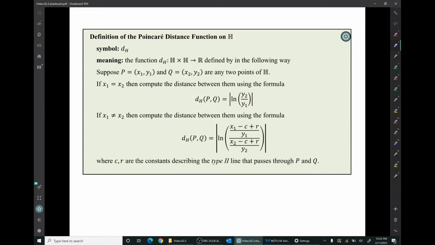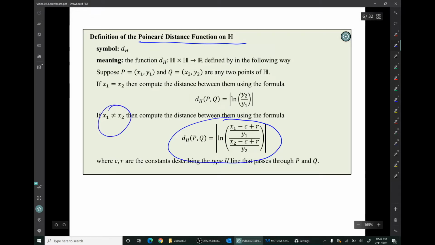And recall the definition of the Poincare distance function on the upper half plane. It is this very messy formula in the case of points that don't have the same x-coordinate, and it's this slightly better looking formula in the case of 2 points that do have the same x-coordinate. And remember that to find the distance between 2 points in the upper half plane in the Poincare distance formula, you have to know the center and the radius of the semicircular line that those points lie on. So you need to find these constants C and R.